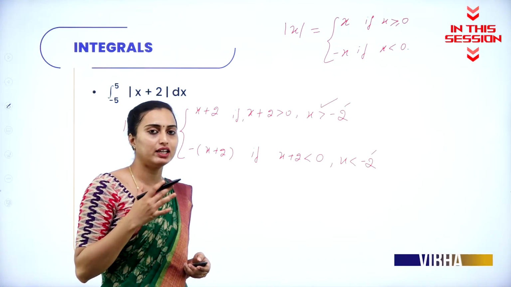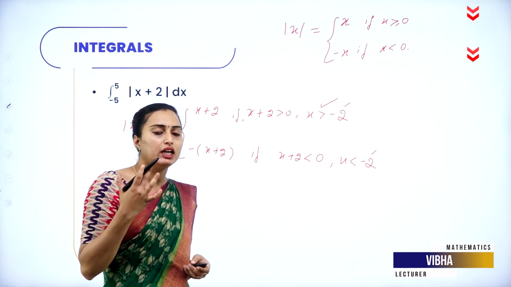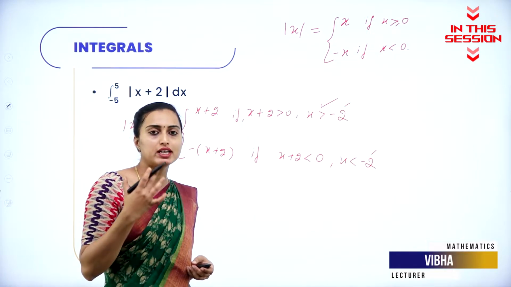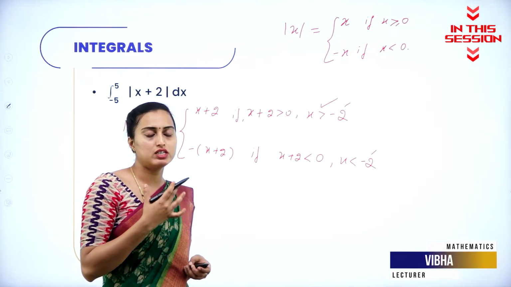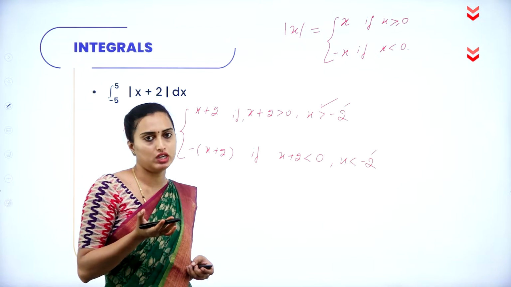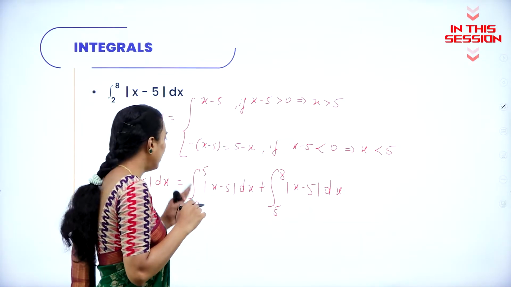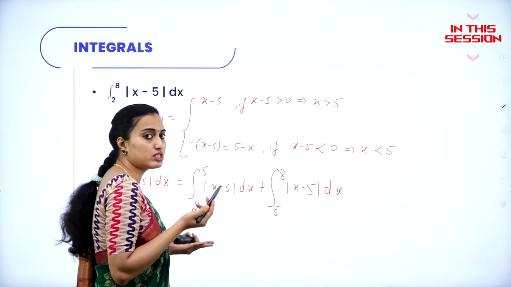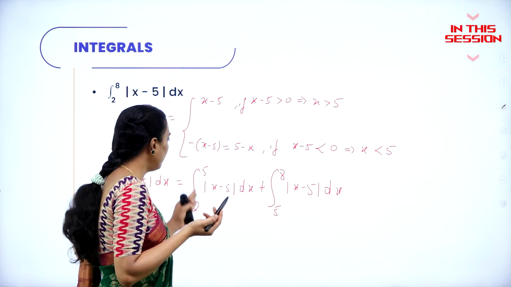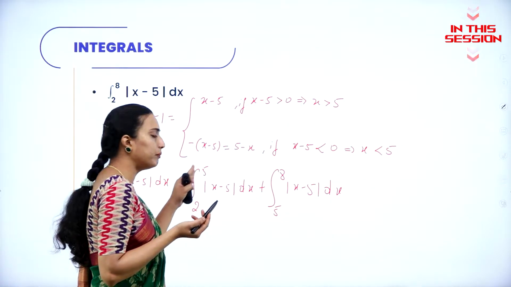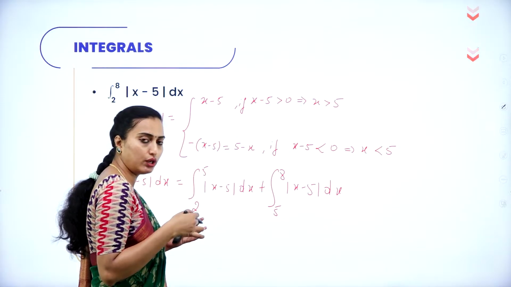Properties of the integrals: a to b f of x dx can be split as a to c f of x dx plus c to b f of x dx. 2 to 5 means you can have here less than 5. Which is a function less than 5? 2 to 5, 2 is less than 5, upper limit is only the 5, so less than 5 only you should take it.